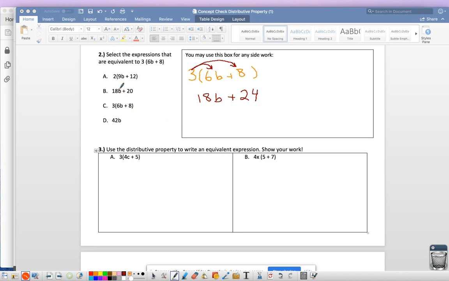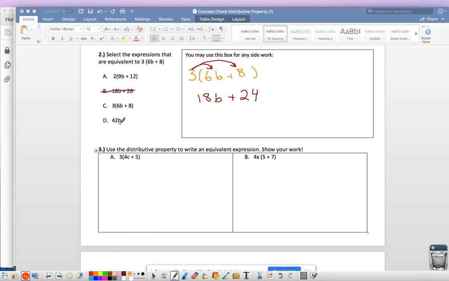So what we're trying to find in all of these options is if they are equal to 18b plus 24. So we'll start with b because this one's already written. It says 18b plus 20. Since this doesn't say 24, we know that that does not work.